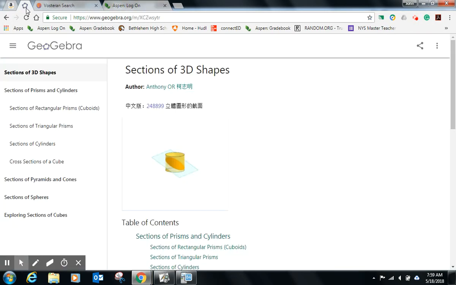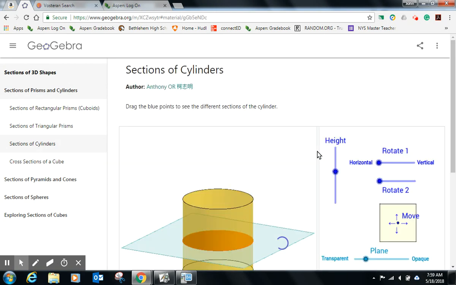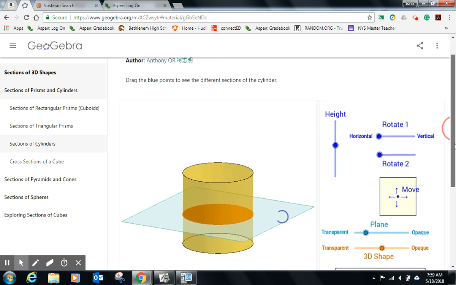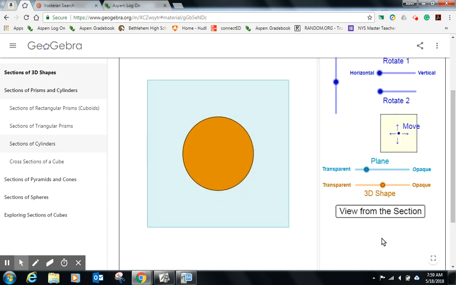Okay, let's actually take a look at those prisms and cylinders. So we can go right here, sections of prisms and cylinders. Let's take a look at the cylinder real quick. This is awesome because we can play around with it. Right now we're doing a horizontal cross section, so we're splitting it horizontally. If you click on view from the section, it'll show you the two-dimensional shape that it forms, which as we predicted was a circle.